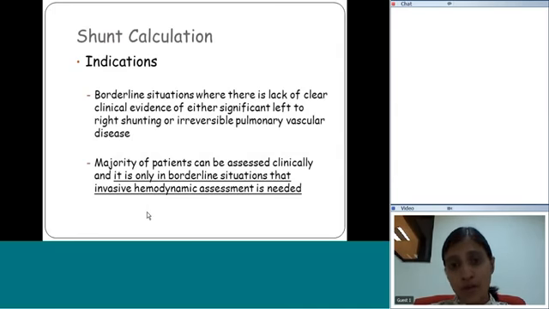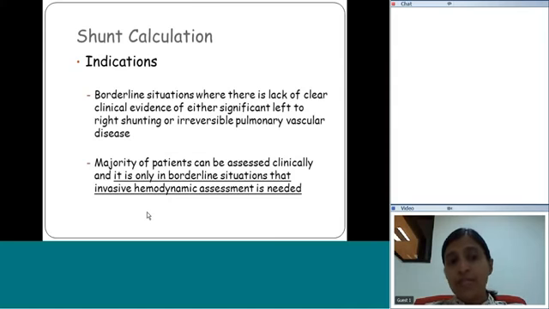So when you set out to do the hemodynamic study, you should clearly know in your mind the indications for that study, and carry the cath study out only if there is a clear indication. Otherwise, you could well end up confusing yourself and creating more problems than you solve. Okay. So the main indication for carrying out a hemodynamic study is in borderline situations.